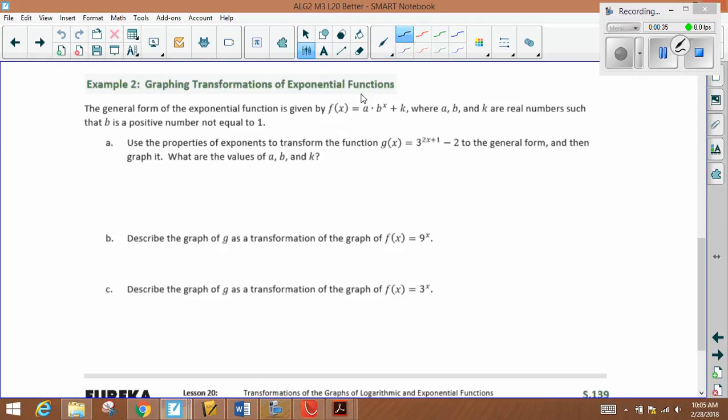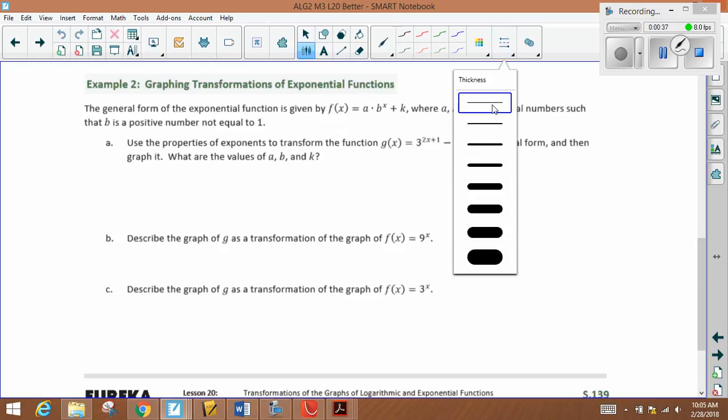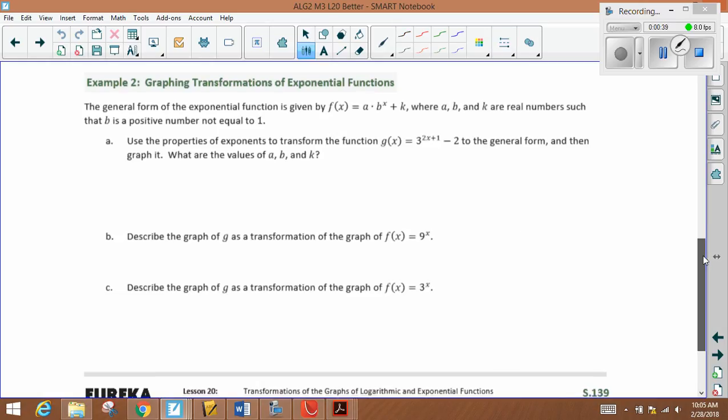And we're still going to continue on using properties of exponents here. So when we last left off, we were talking about this, what happened with this, right? We said that this was equal to 3 squared.